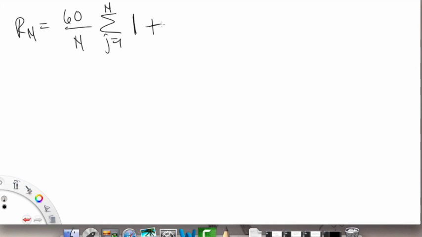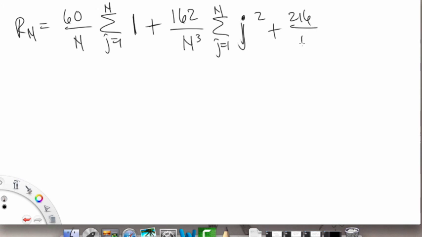And then this is being added to, not a 54, but a 162 over n to the third, and then we had the sum from j goes from 1 up to n of j squared here, and then this is a j, okay? And then lastly, for this term, we had 216 over n squared, and then the sum from j equals 1 to n of just a single j, so j to the 1 power.